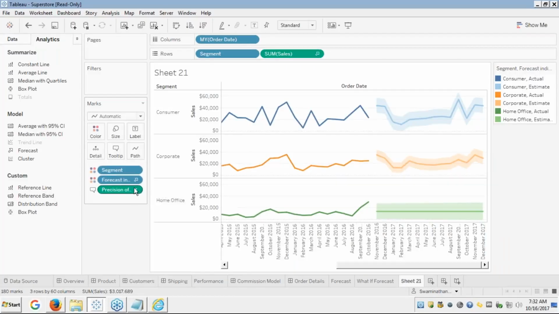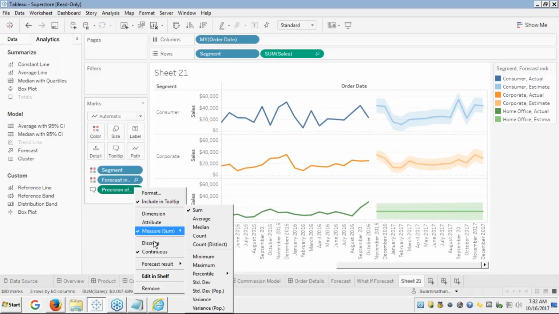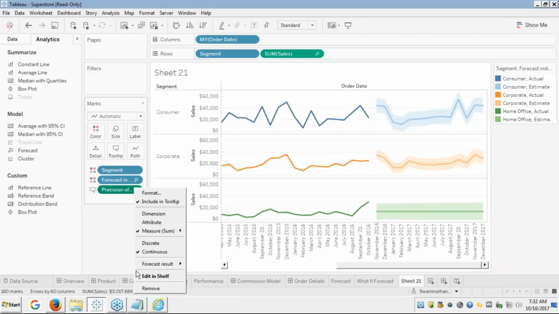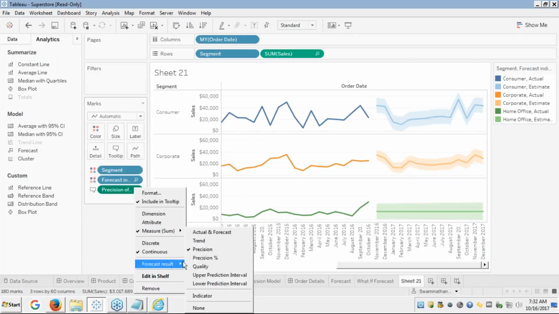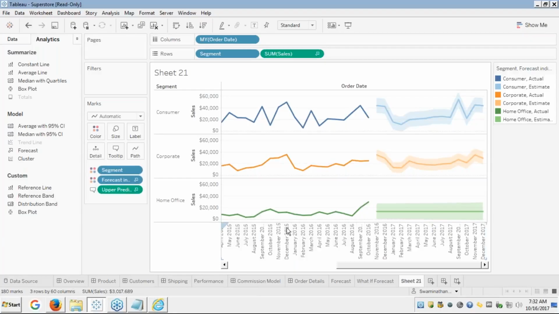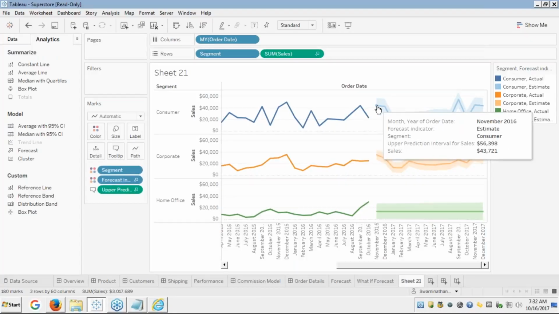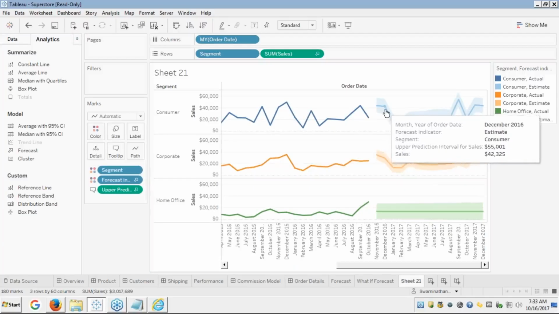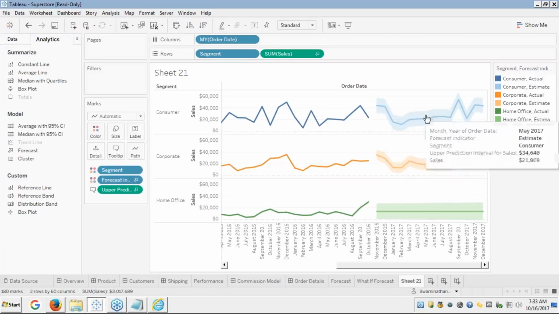So similarly here, instead of that, what I can do is I can right click here, go to this forecast result and choose upper prediction interval. So my upper prediction interval is 56,398. So plus the 12,700 value added to this.